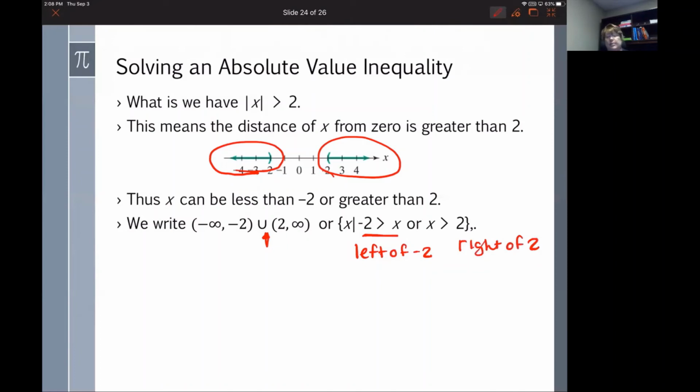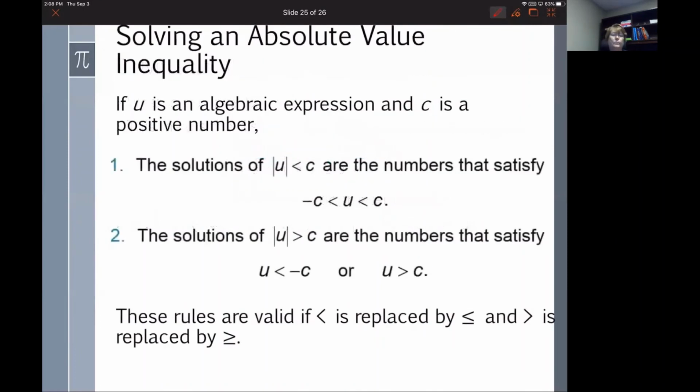Okay, so let's give you some formulas. Remember, in algebra, anytime you see the variable u, that can be replaced by an algebraic expression. So u represents some algebraic expression. What's an algebraic expression again? It's a combination of variables and constants using addition, subtraction, multiplication, and division.